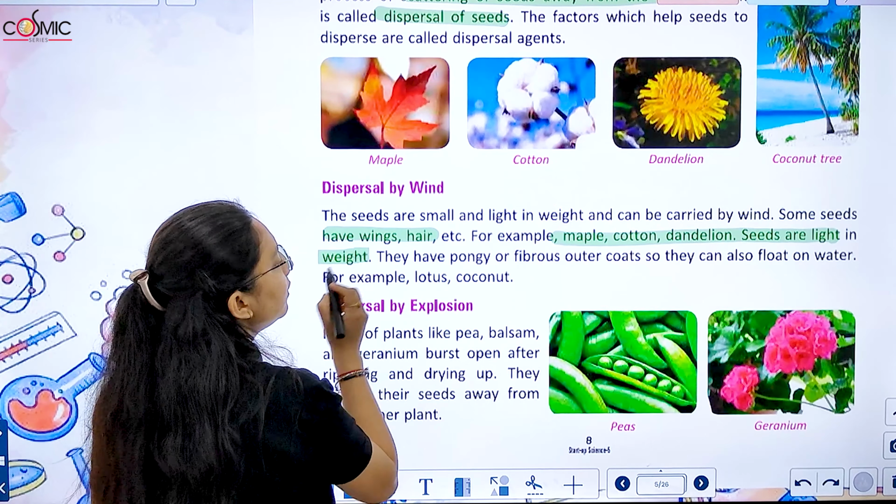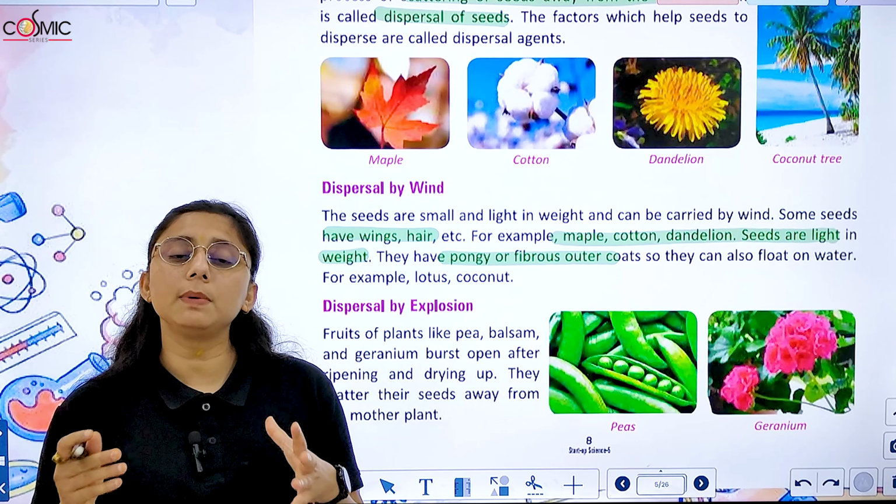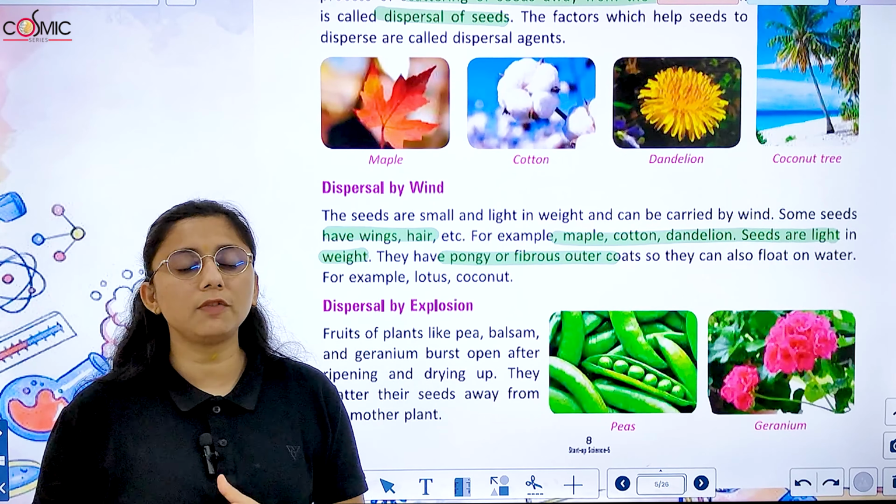Seeds are light in weight और वो थोड़ी spongy और fibrous होती हैं. उनके जो outer coats होते हैं, ये water पे float करती है. For example, your lotus and coconut. Next is dispersal by explosion. Like you have seen peas या balsam. जब उनकी growth हो जाती है उसके बाद क्या होता है वो burst हो जाते हैं, फूट जाते हैं. उस explosion की वजह से भी dispersal होता है.